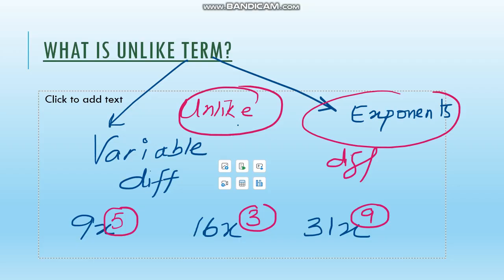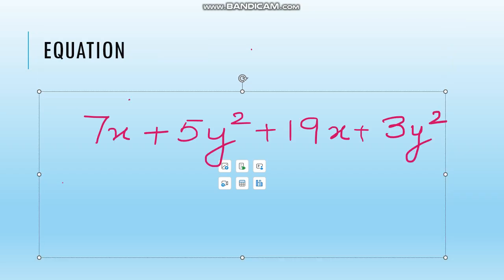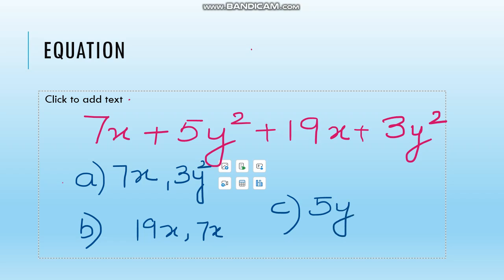We are going to use the same concept of like and unlike terms in some examples. Let's take an example of an equation. This equation has four terms. Now we are going to identify if they are like terms or unlike terms. Let me make the pairs. We'll figure out if 7x and 3y square are like terms. We are also going to figure out if 19x and 7x are like terms. And we're also going to find out the relationship between 5y square and 19x. Let's talk about this in detail.